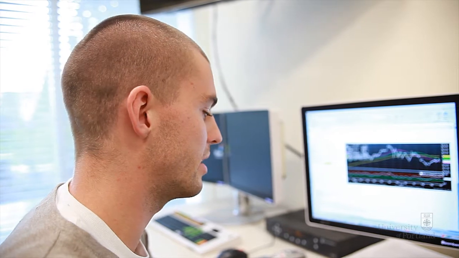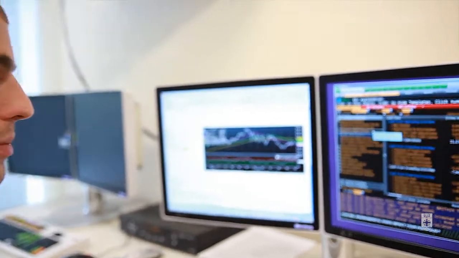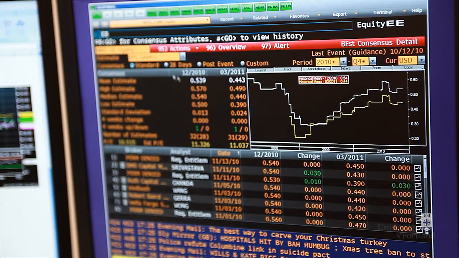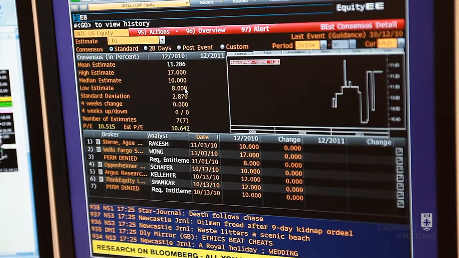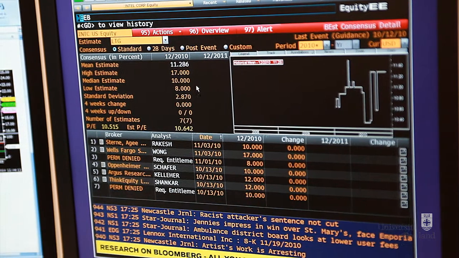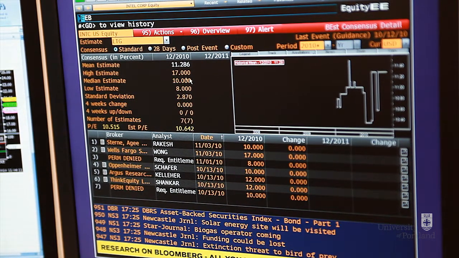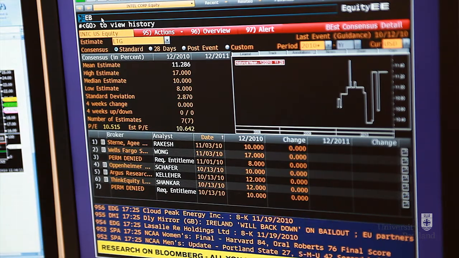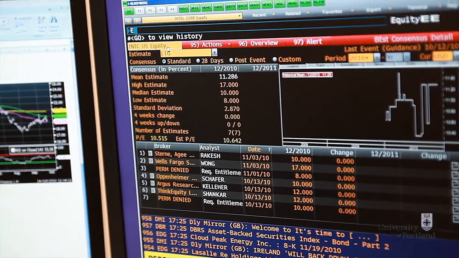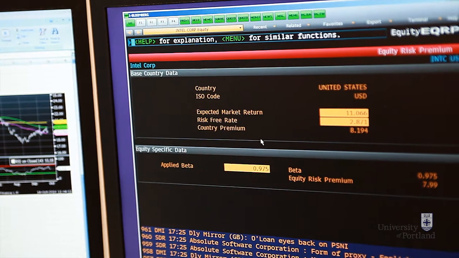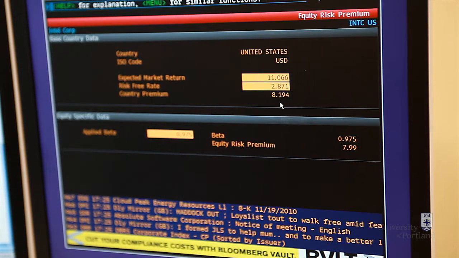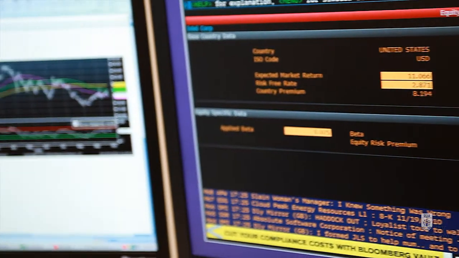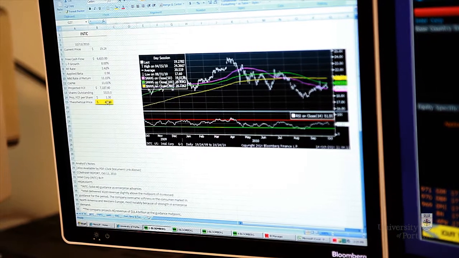So some other numbers I'll need are the long-term growth and the risk-free rate. And the long-term growth for Intel, the estimate is 10% long-term growth, so I plug that into my equation over in Excel. And then I go to this page to find the risk-free rate in the market, which is 2.871 here. Plug that into Excel.